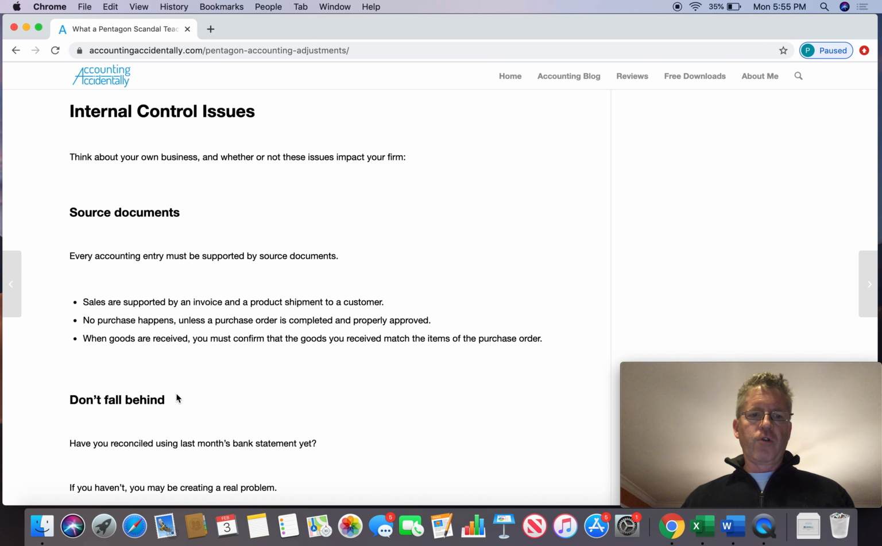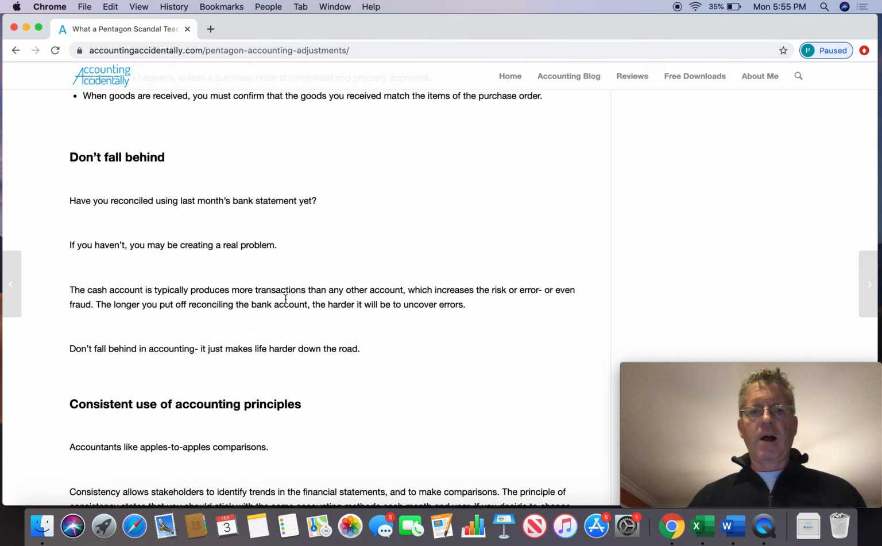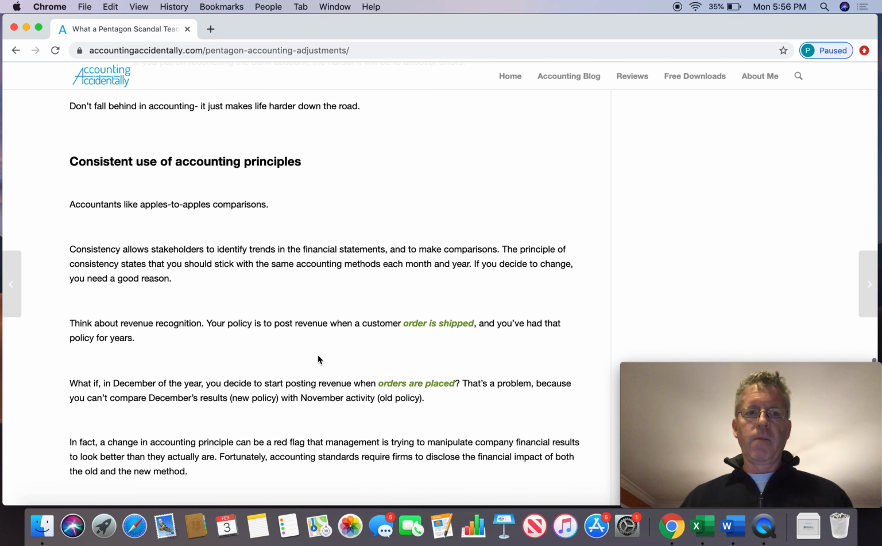Another internal control is don't fall behind. The classic example is not reconciling accounts, particularly bank accounts, on a timely basis. Bank accounts are particularly critical because the cash account typically produces more transactions than any other account, which increases the risk of error or even fraud. The best way to catch fraud is to reconcile your bank account. The longer you put off reconciling the account, the harder it will be to uncover errors. So don't fall behind in your accounting. It just makes life harder.